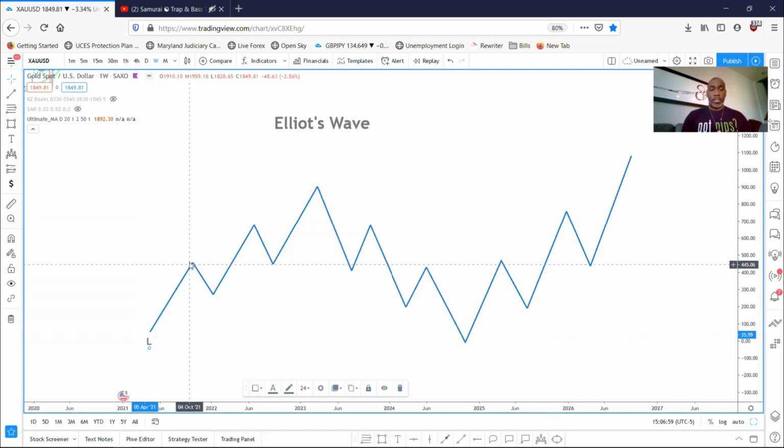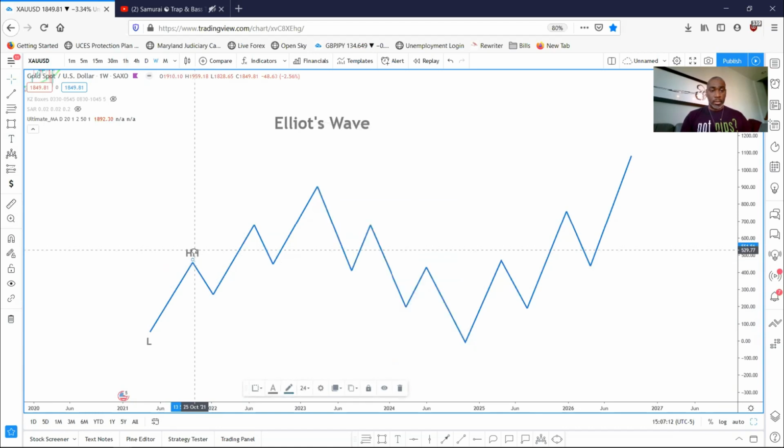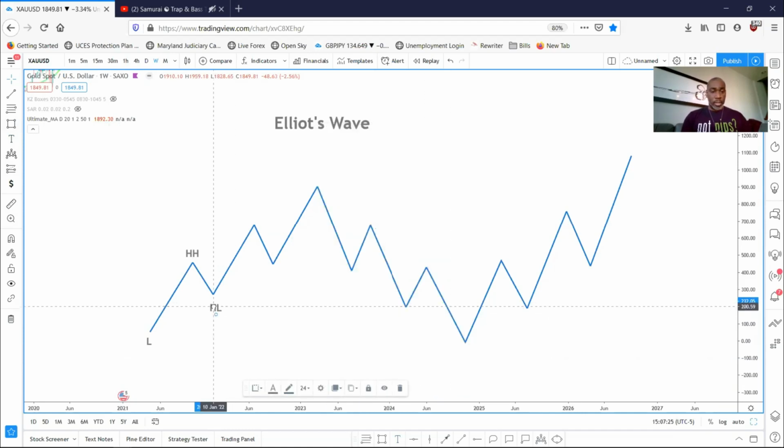Okay, and then it makes an impulsive move, which is now considered your higher high, okay? Now the market will pull back and create a higher low. Why is this a higher low? Because this point here is higher than this point here. It has created a higher low than your previous low, okay?